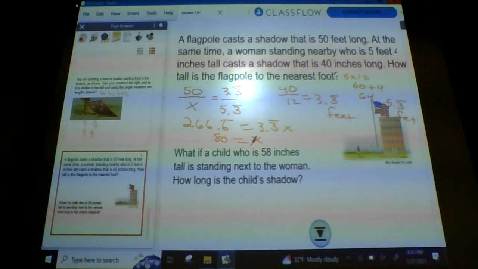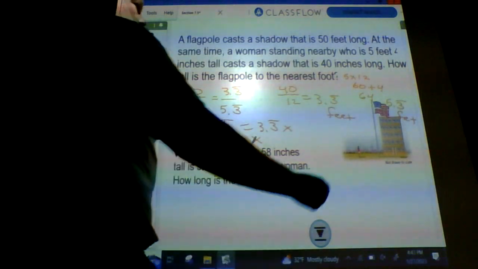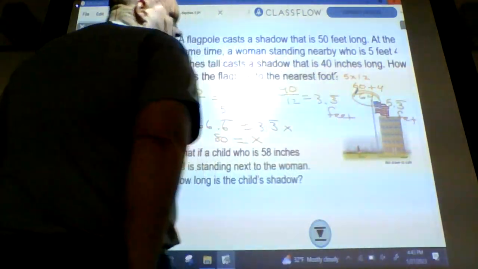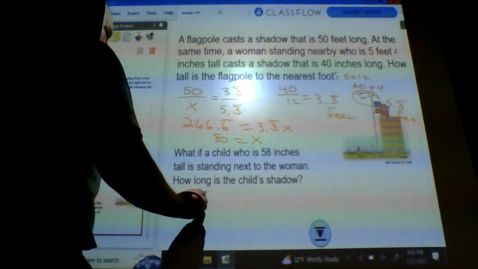The second piece of that asks, what if a child who's 58 inches tall is standing next to a woman? How long is the child's shadow? Okay, now we're not going to worry about the flagpole. We're going to convert everything into inches. I already know that my woman is 64 inches tall. She casts a shadow that's 40 inches long.